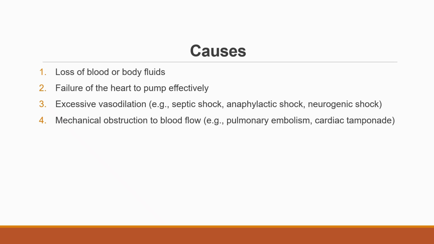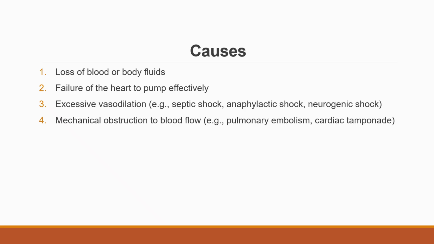And the third one is excessive vasodilation. So the blood vessels are dilating more, then what will happen? There will be hypotension. So septic shock, anaphylactic shock, and neurogenic shock are examples of excessive vasodilation.